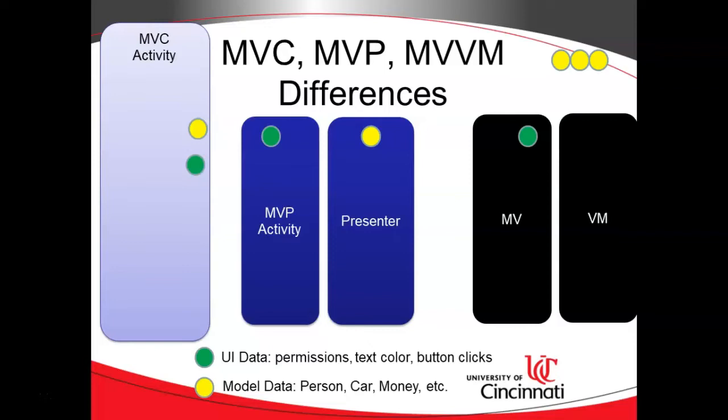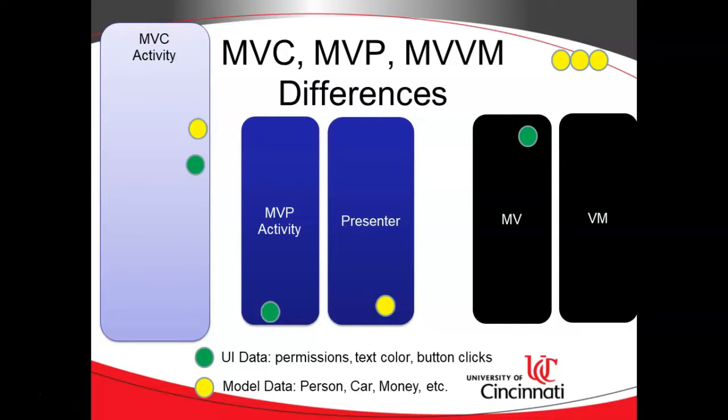So then we came out with Model View Presenter, which is where we kept the UI data in the activity, and then we had a separate presenter for the model data. And the idea is that they would work together, but be separate. The trick is it resulted in a lot of cross-communication between the activity and the presenter.